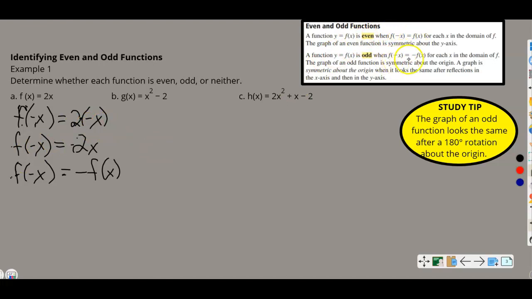f of negative x equals negative f of x. Since that is this one, we can determine that this first one is an odd function. That means it's going to be symmetric around the origin.